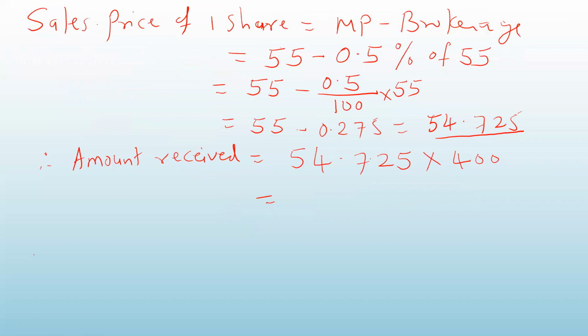Answer: 54.725 multiplied by 400. If you multiply this, you will get 21,890. So this much amount he will receive after selling 400 shares. Okay, 21,890. I hope you have understood this.